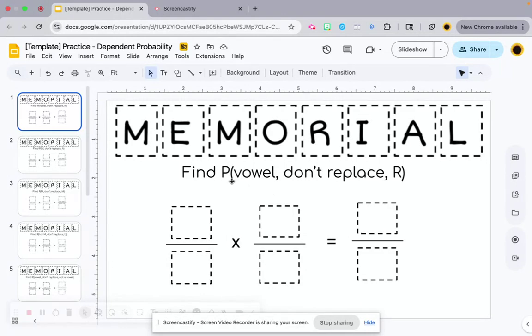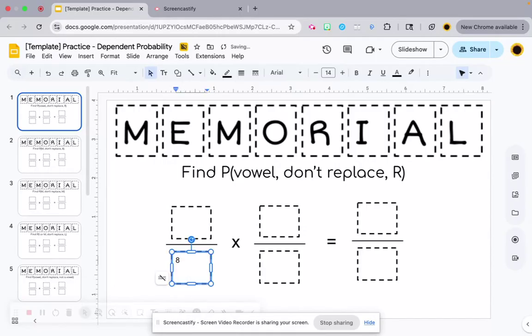So first thing I'm going to look at is how many cards are there total. So 1, 2, 3, 4, 5, 6, 7, 8. So that is my denominator. Now, out of those 8 cards, I want to choose a vowel. So if I look through, I have 1, 2, 3, 4 vowels. So I'm going to make that numerator a 4. So the chance that I get a vowel first is 4 out of 8.